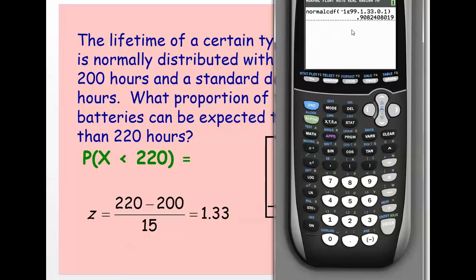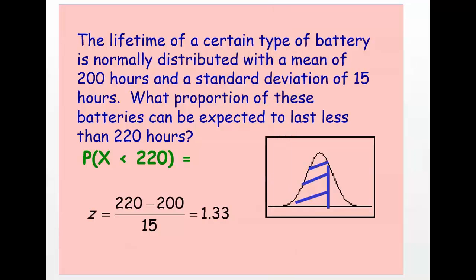And it's going to give me a probability of 0.9028. There we go. So that means the likelihood of it being smaller than 220 is about 90%. 90.3% of the time I would expect it to last less than the 220.